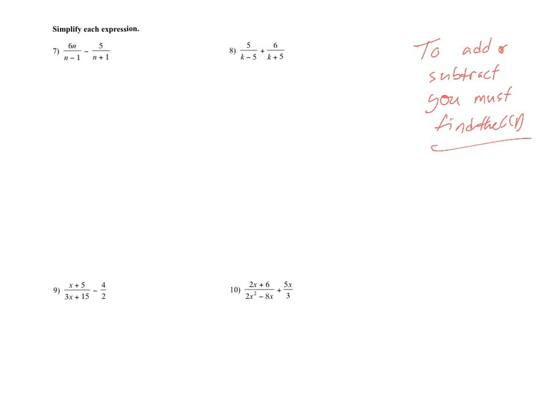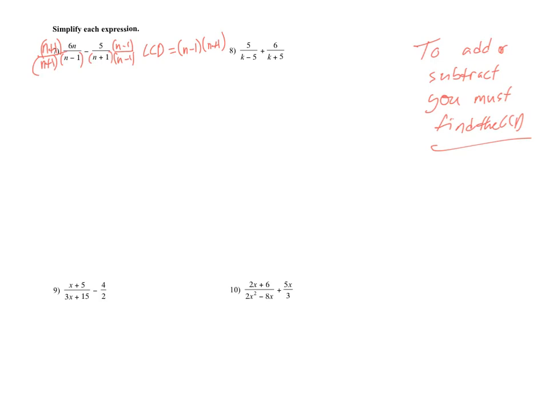Okay, so for this first one, the LCD is going to be n minus 1 times n plus 1. So looking at this first fraction, the denominator n minus 1 doesn't have an n plus 1, so we're going to multiply top and bottom by n plus 1. Remember, when you multiply the top and the bottom of a fraction, it's like multiplying by 1, so it doesn't change it, just changes its look. Okay, the second one, n plus 1, it's missing n minus 1, so we multiply top and bottom by n minus 1.